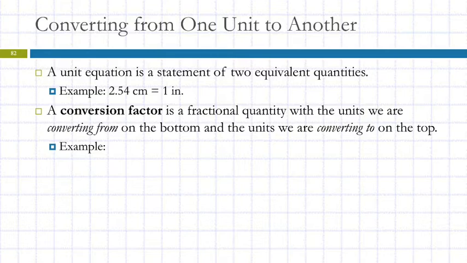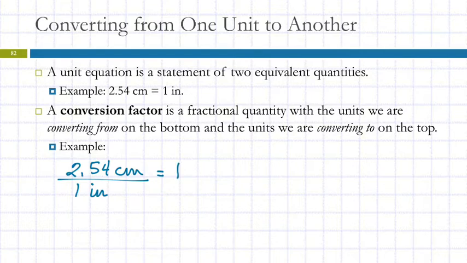A conversion factor we can make from a unit equation. A conversion factor is going to be a fraction, and we've got something in the top and something on the bottom, and they are equal to each other. So we can take that unit equation and turn it into a conversion factor. So we can put 2.54 centimeters on the top and divide by 1 inch. 2.54 centimeters is the same as 1 inch. They are equal to each other. So numerically, what is this equal to? One. It's equal to one.